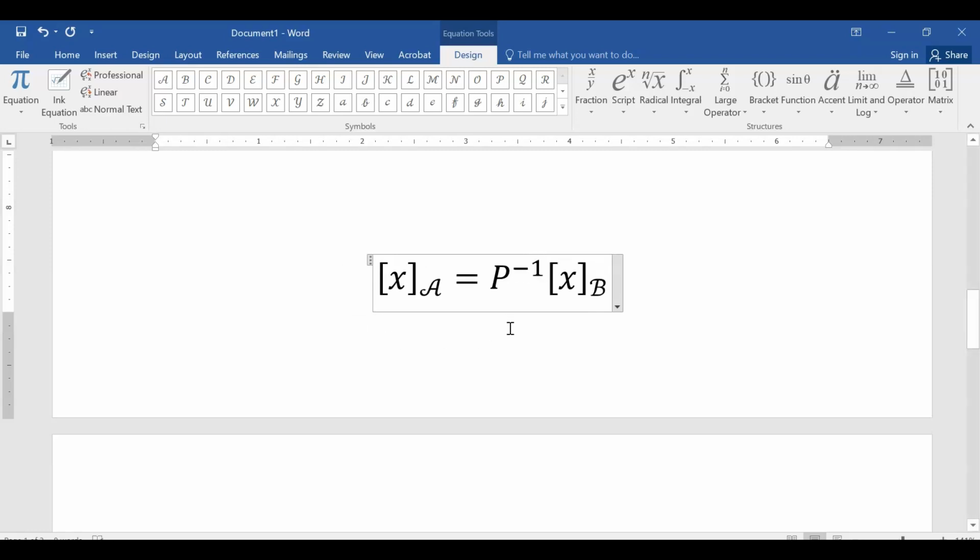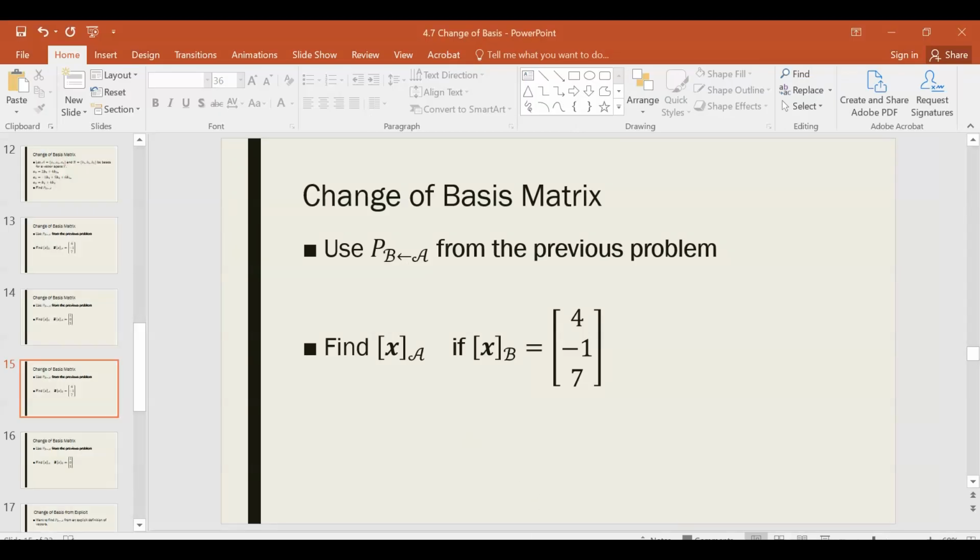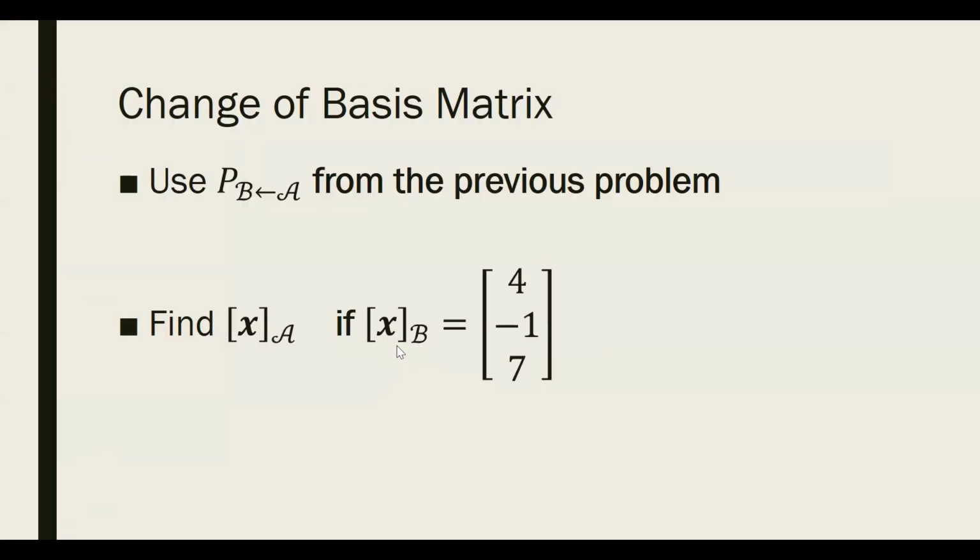Now, it turns out for every change of basis matrix, it will be invertible because we go from basis to basis. So going from basis to basis, we have to have invertible matrices. So all you have to do is use P inverse to go from B to A. So why don't you go ahead and try that. Instead of writing a vector with respect to A to start out with, I want you to come up with the vector written with respect to A if your vector written with respect to B is 4, -1, 7.